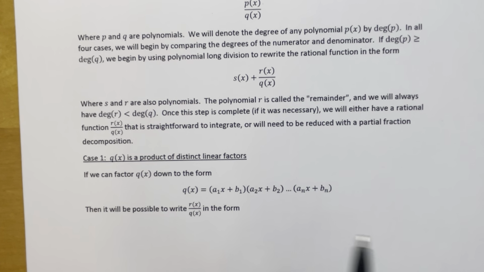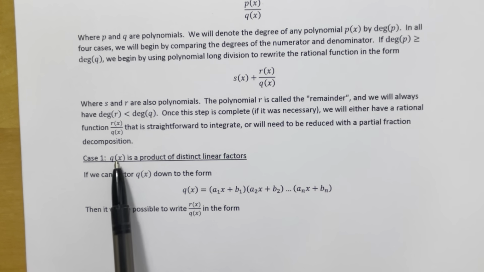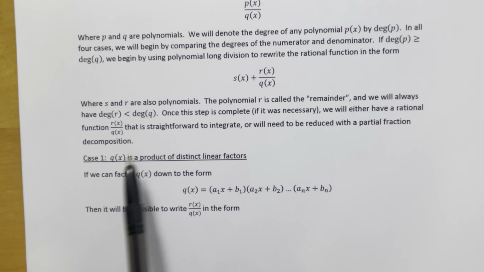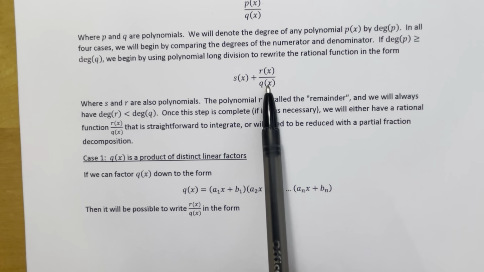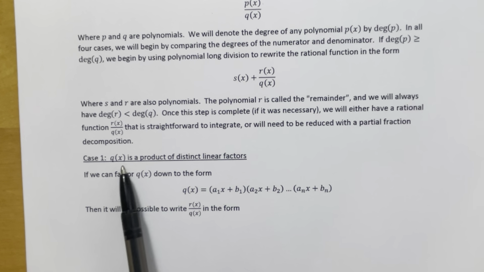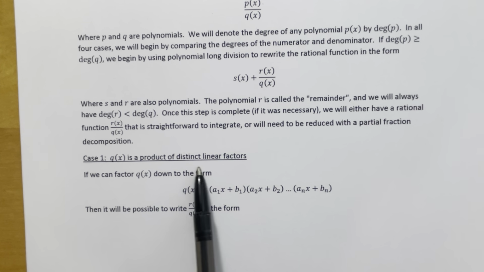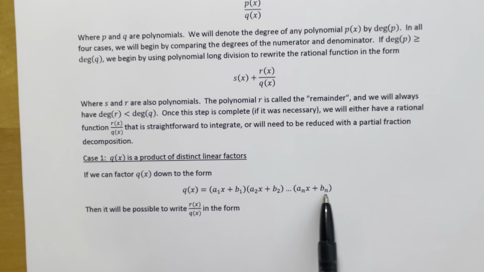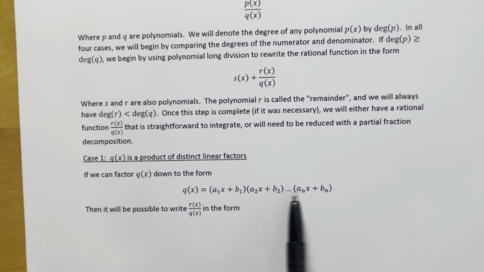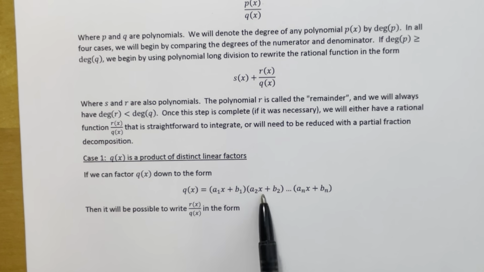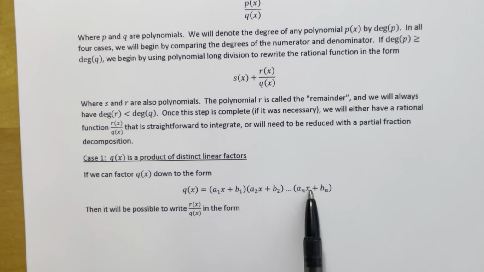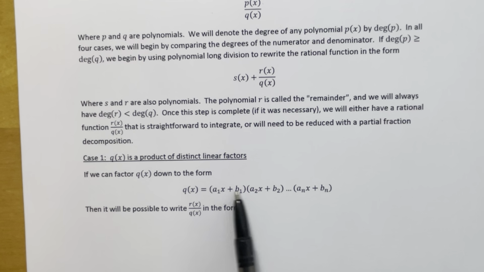So let's look at case 1. Case 1 is the case in which q of x, remember that's the denominator right here, can be factored as a product of distinct linear factors. What that means is that q of x can be factored into this form right here, where everything in parentheses is a linear polynomial, so the degree of each one is just 1, and all of them are different from each other. There are no repeated factors showing up in this case.